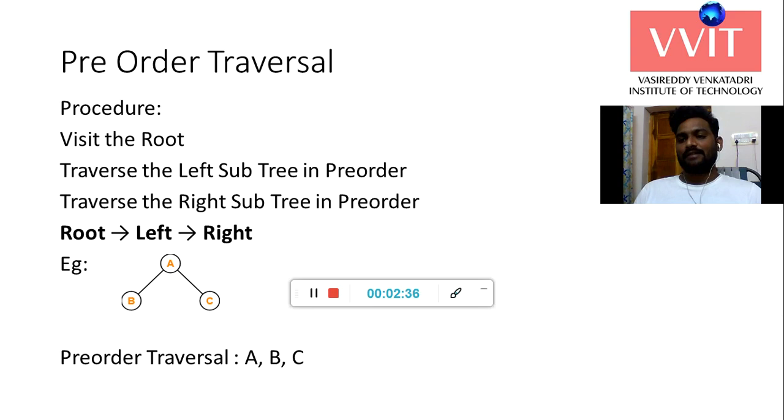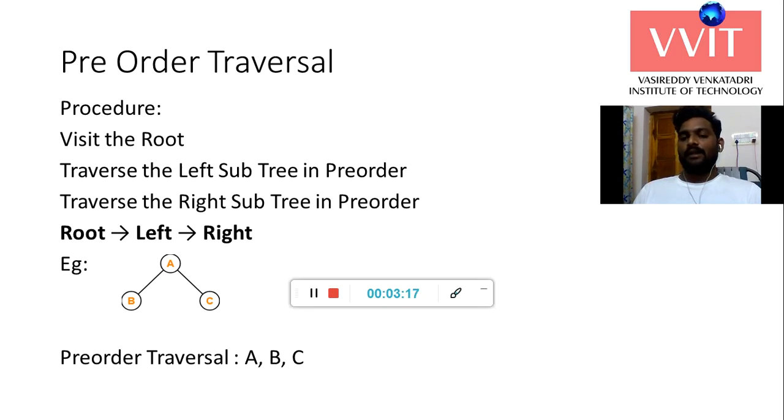In pre-order traversal, visit the root node first, then visit the left subtree of the root node, and finally visit the right subtree of the root node. To traverse a given binary tree using pre-order traversal, first visit the root node of the tree, then traverse the left subtree, and finally traverse the right subtree. That means simply in pre-order traversal: root, then left subtree, and finally right subtree.